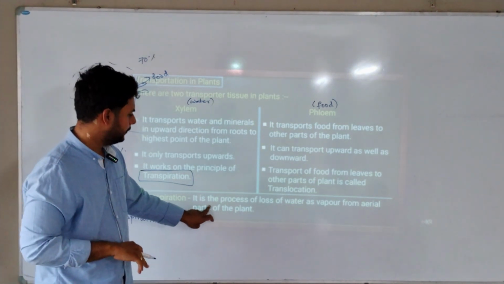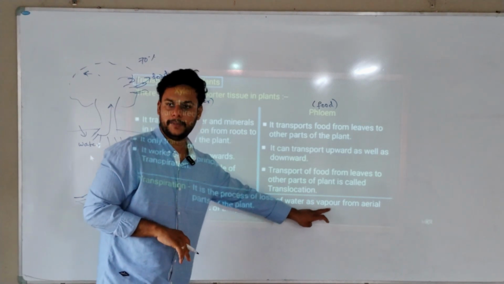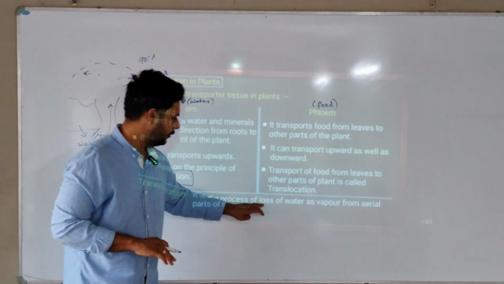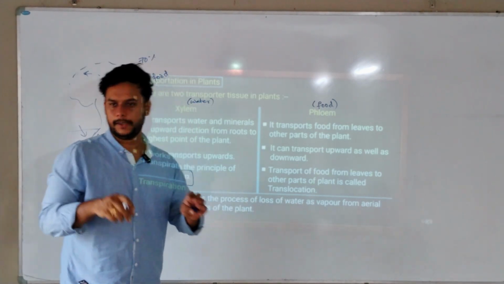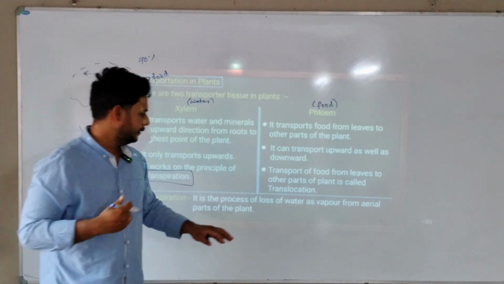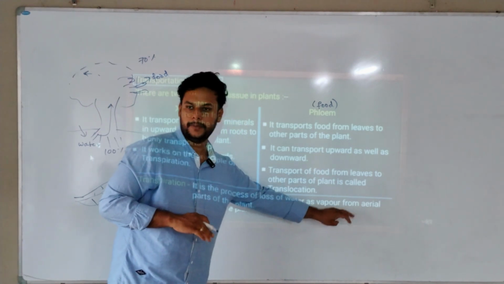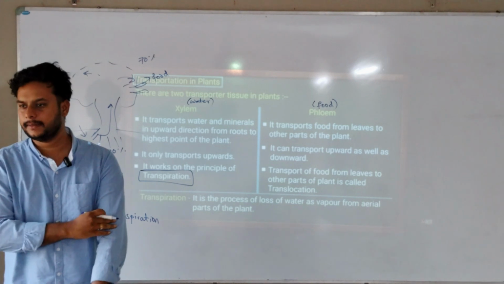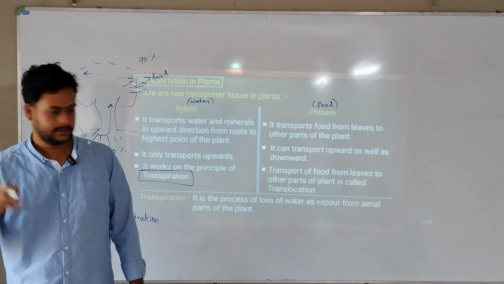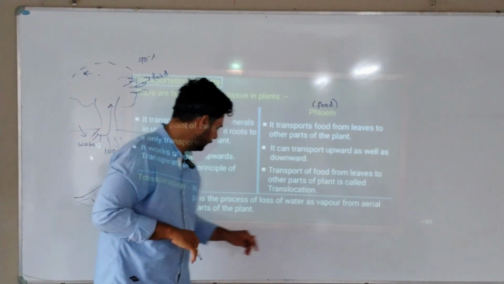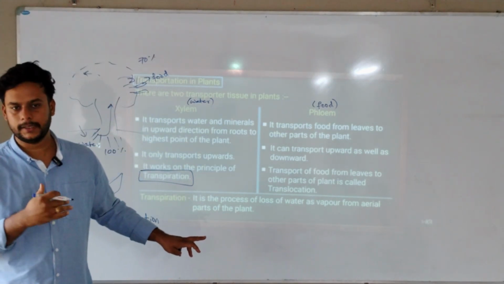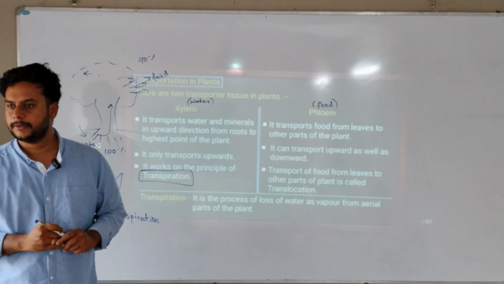Transpiration is a process of loss of water as vapor. Getting or no? It is a process of loss of water happening. Whatever water it has taken, the loss of water as vapor. Our sweat vapor is visible outside, while the plant's vapor goes out unseen. As vapor from aerial parts of the plant, that means from the leaves and other parts of the plants.